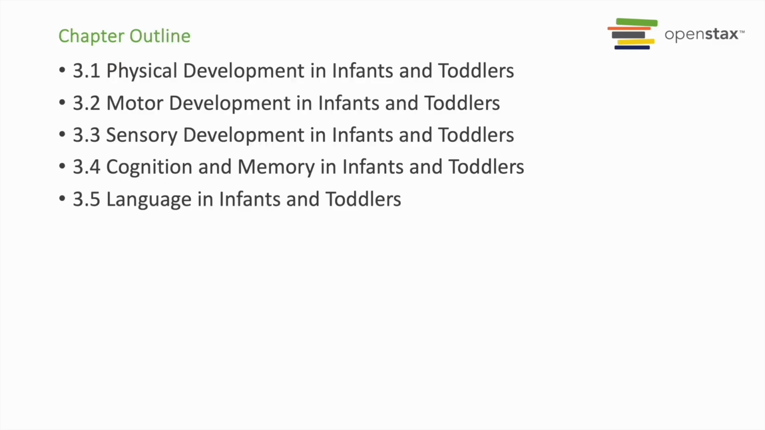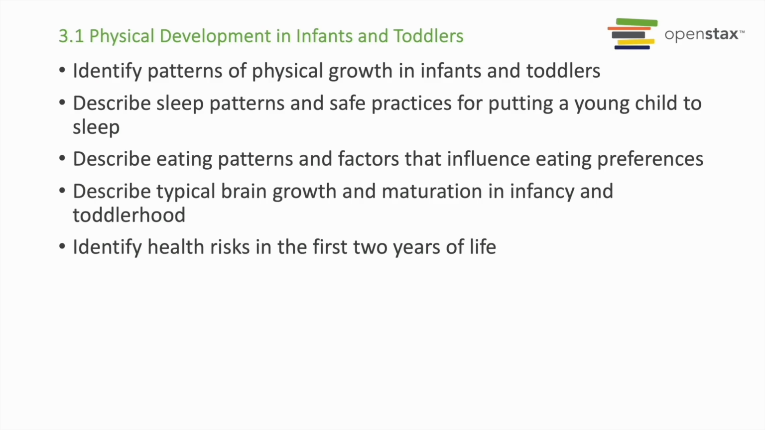Let's look at a chapter outline before we dive in. 3.1 will look into physical development in infants and toddlers, 3.2 motor development, 3.3 sensory development, 3.4 cognition and memory, and 3.5 language. Physical development in infants and toddlers will dive into the following.